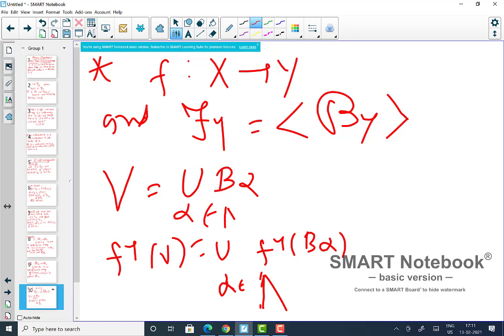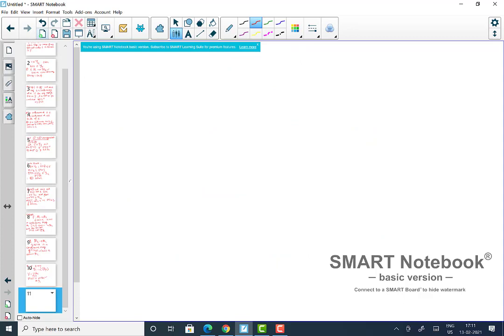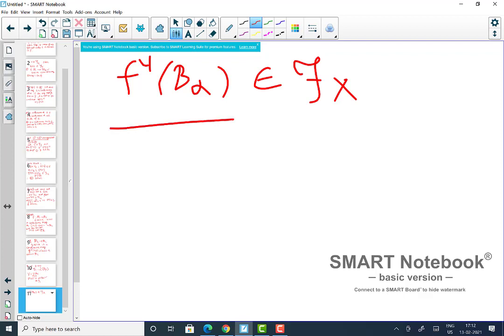So what does that mean? That means if you know that f inverse of B_alpha is open, you are done, because a union of open sets is open. So for basis elements, it is enough to check that f inverse of B_alpha belongs to tau_X. This is the only thing you need to prove that the function is continuous.